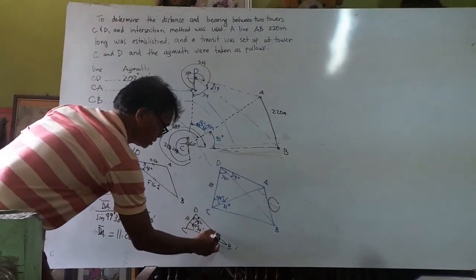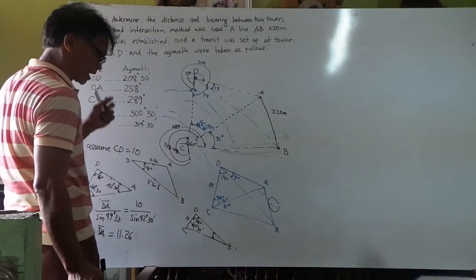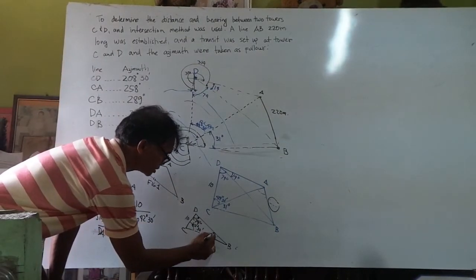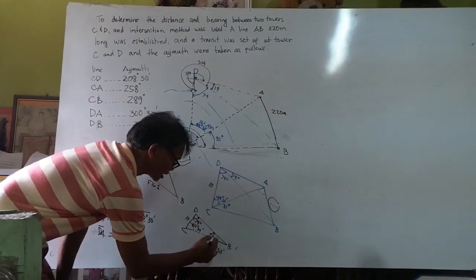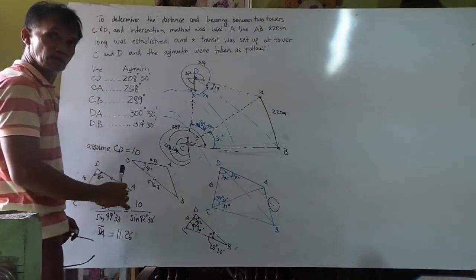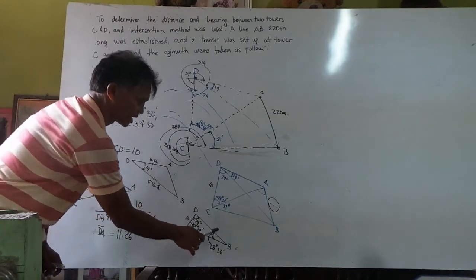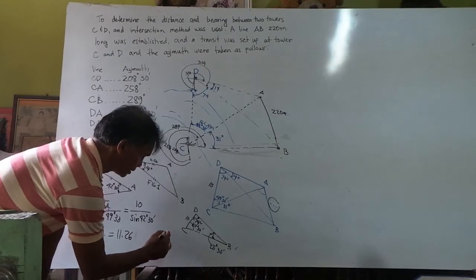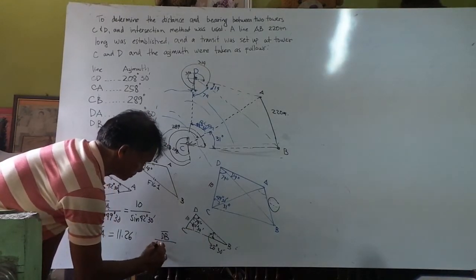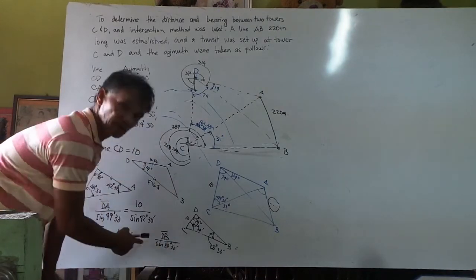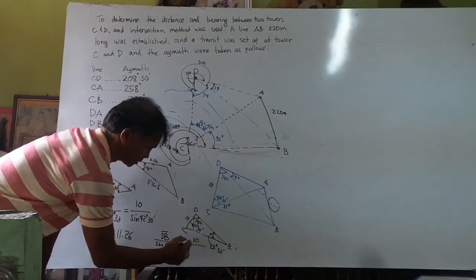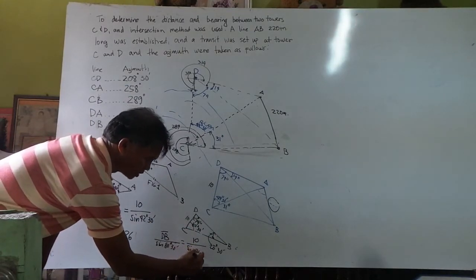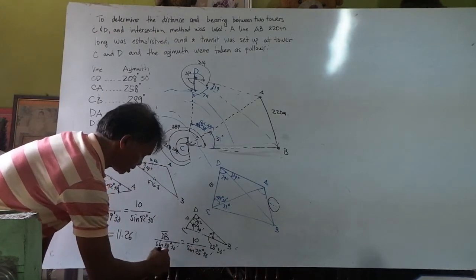So this angle, which is the opposite of the assumed side, is equivalent to 180 minus these two angles here. So it is equivalent to 25 degrees and 30 minutes. Again, by sine law, we want to solve DB. So DB is to sine of 80 degrees and 30 minutes as your assumption of 10 length is to, yung opposite aning side, sine 25 degrees and 30 minutes. Then you have the value of DB.